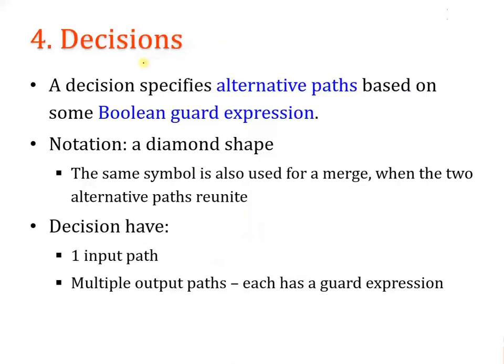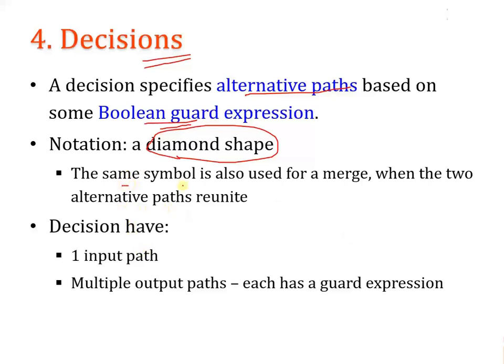Apart from the sequential flow, we can even have alternative flow as well. For that we have something called decisions. A decision specifies alternate paths based on certain Boolean guard conditions. The notation for this is a diamond symbol. Using the diamond symbol, we can specify under what condition the transition has to flow in one way and under what condition the transition has to go in some other way.